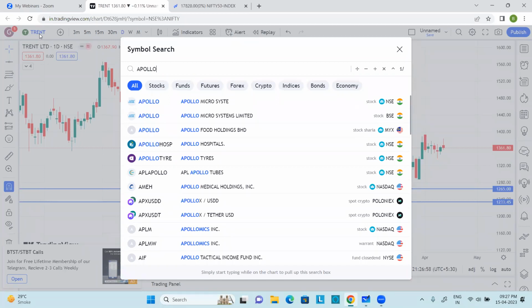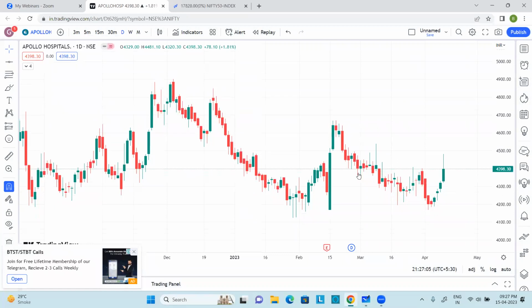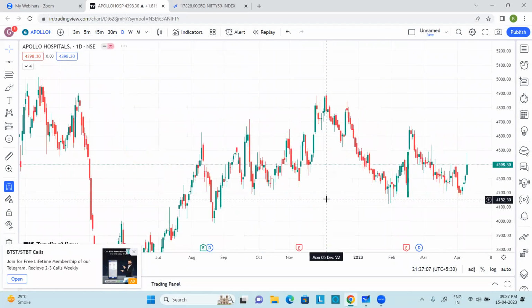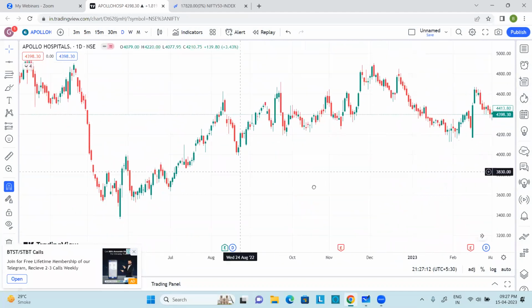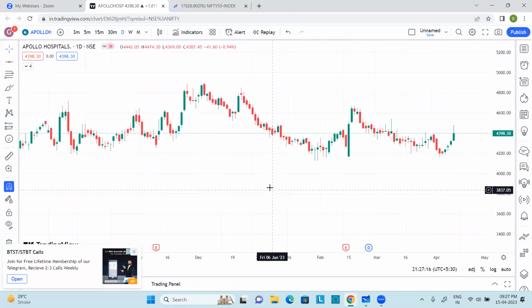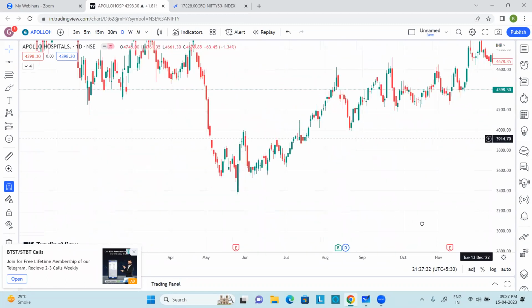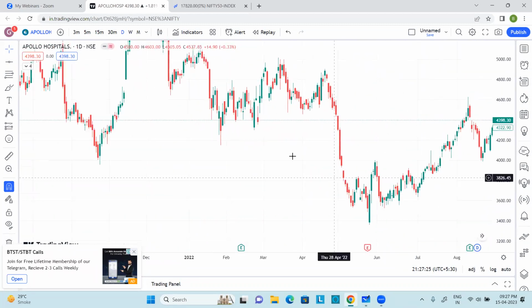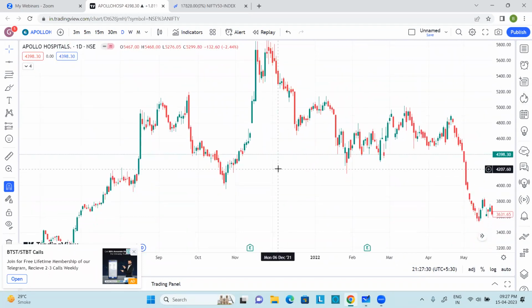Apollo Hospital. Apollo Hospital, don't use to trade intraday because the liquidity is very less. No, Apollo Hospital में कुछ नहीं है. श्याम कुछ नहीं है. Where is the gap in this? कहाँ पे है? No gap here.